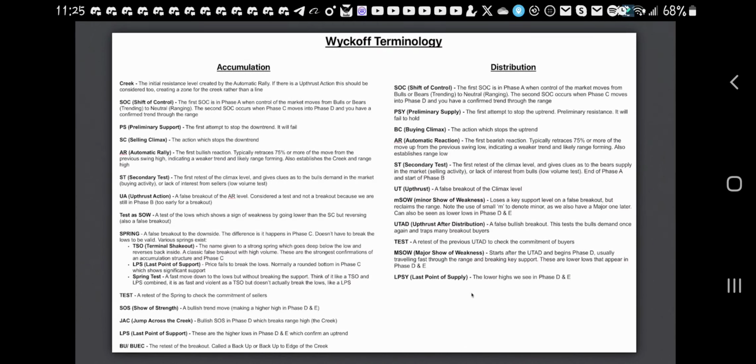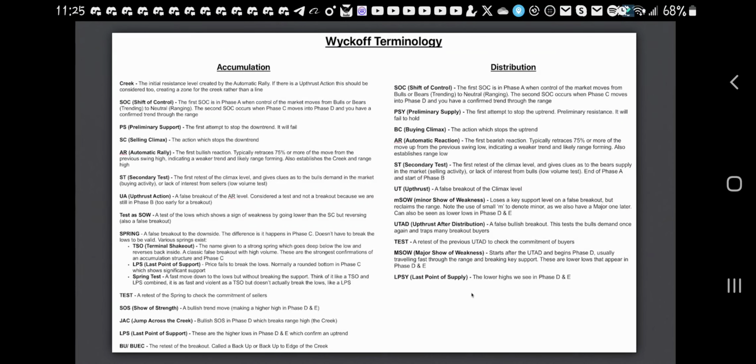So I'm not going to go through everything all at once, but I'm going to cover the key points of both accumulation and distribution. So in accumulation, you have some key levels. One of them is the creek. So that is the initial resistance level created by the automatic rally. Basically what the creek is your range high of your accumulation zone. So later on, when it breaks out to go higher, crossing the creek, or jumping the creek as it's known in Wyckoff theory, is a very important event.